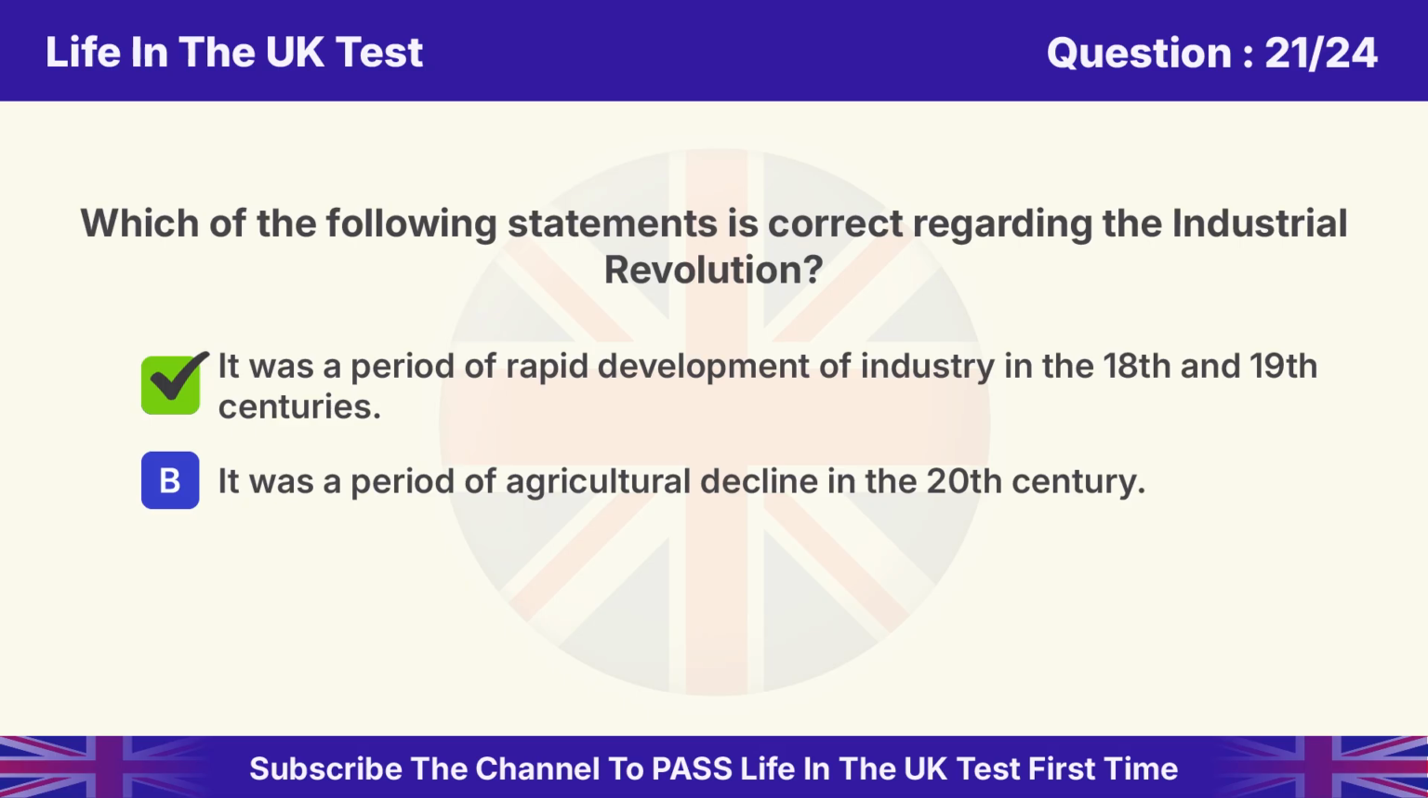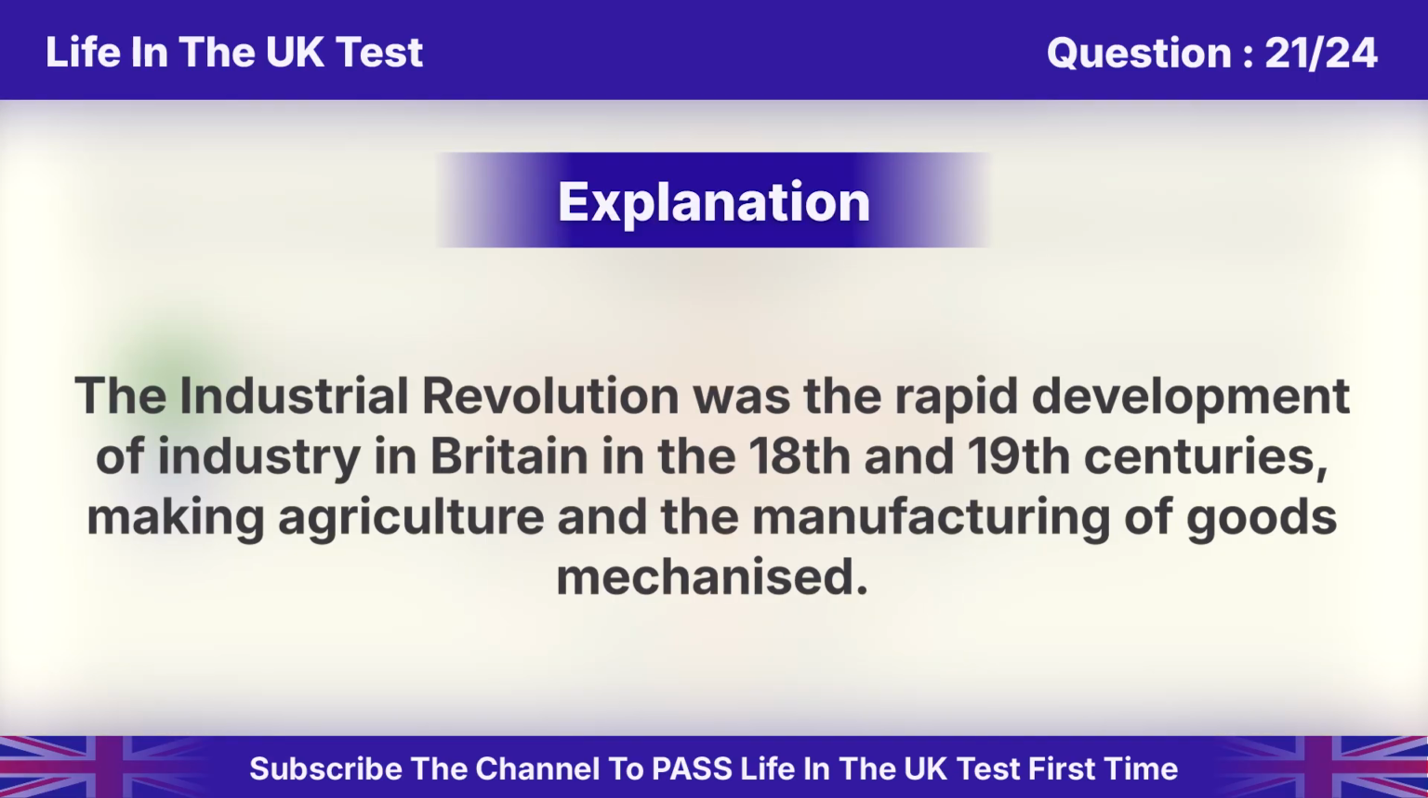Answer is A. It was a period of rapid development of industry in the 18th and 19th centuries. The Industrial Revolution was the rapid development of industry in Britain in the 18th and 19th centuries, making agriculture and the manufacturing of goods mechanised.